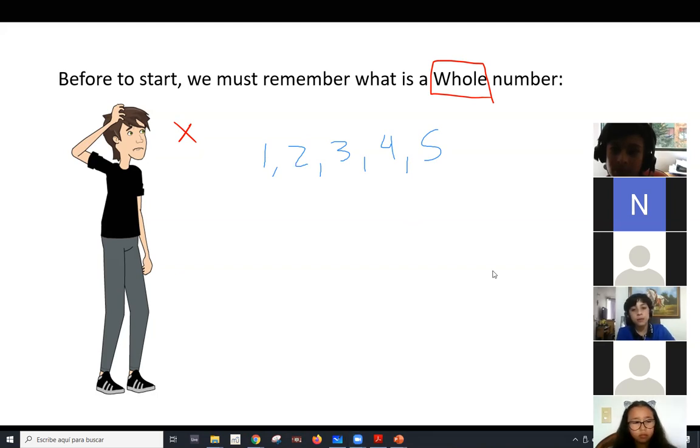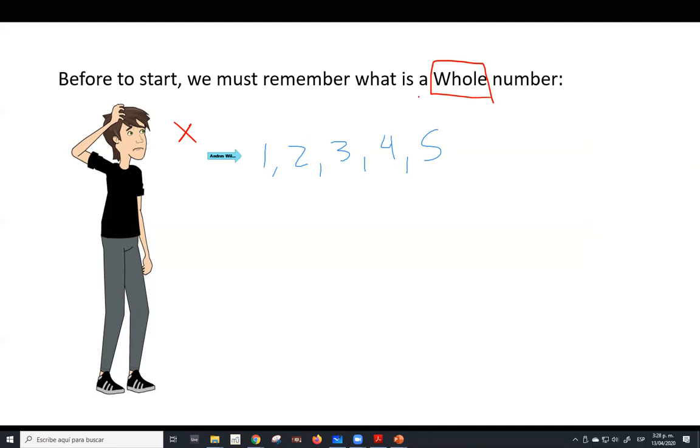Thank you, Sarah. How are you, Mesa? Hello. Yes, now you can talk. ¿Qué me vas a preguntar? Sure. What is the definition of a whole number? Do you remember it?